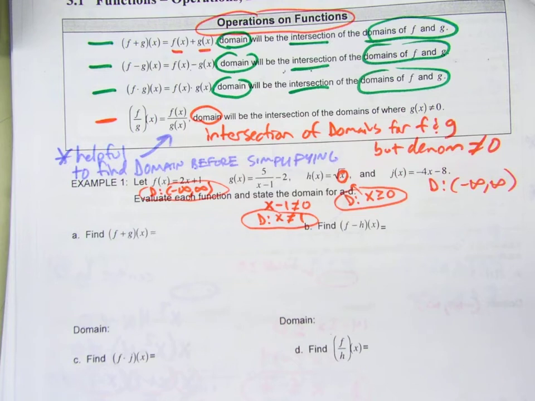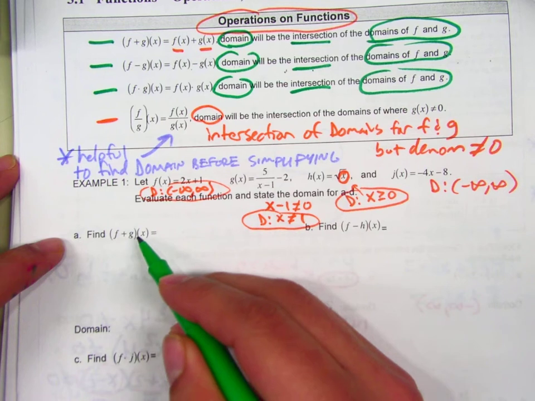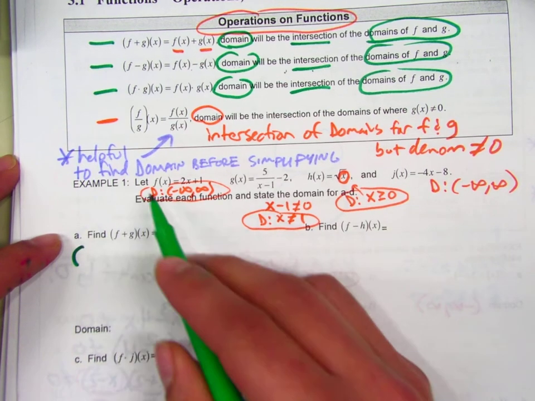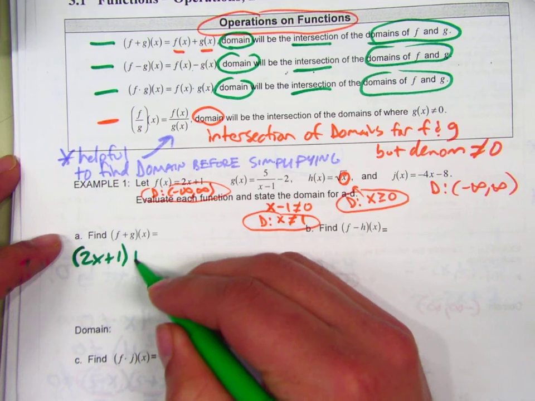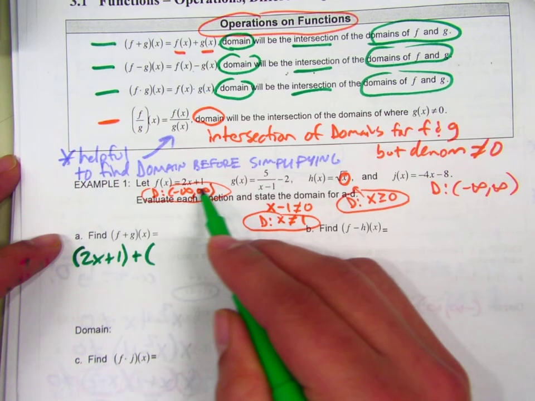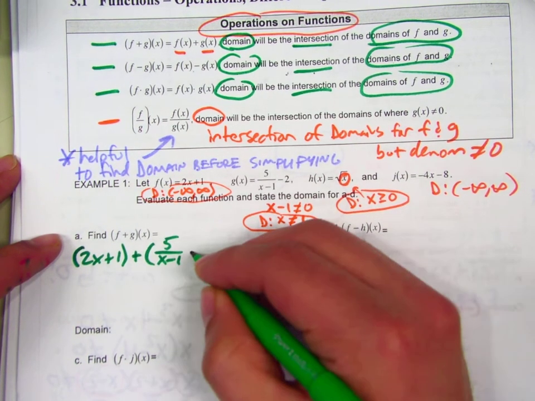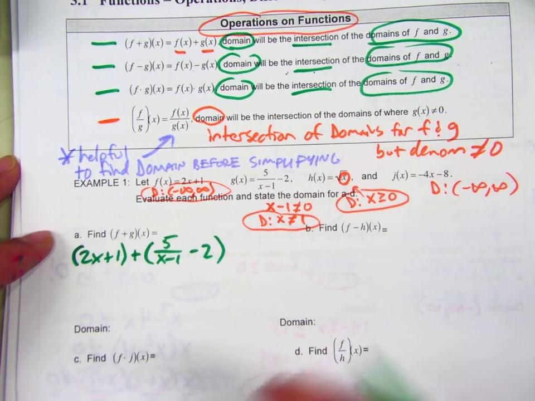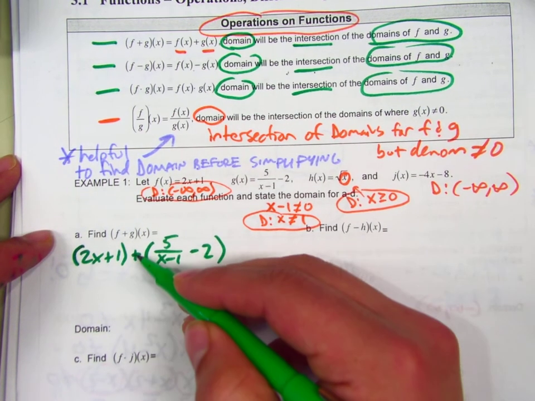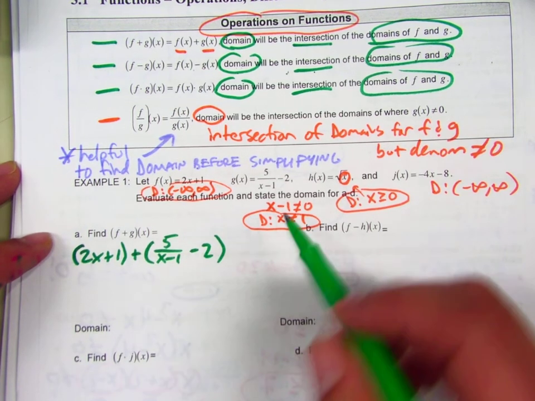All right. So with that in front of us, now let's go ahead and start talking about setting these up. So if we're doing f plus g of x, we're going to take f, which is 2x plus 1. Then we're going to add g, which was 5 over x minus 1, minus 2. Okay? And now we simplify this. So there's really nothing to distribute. We're just going to combine like terms if we see any.